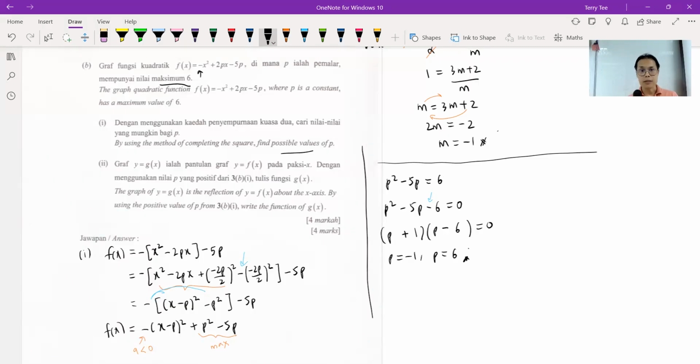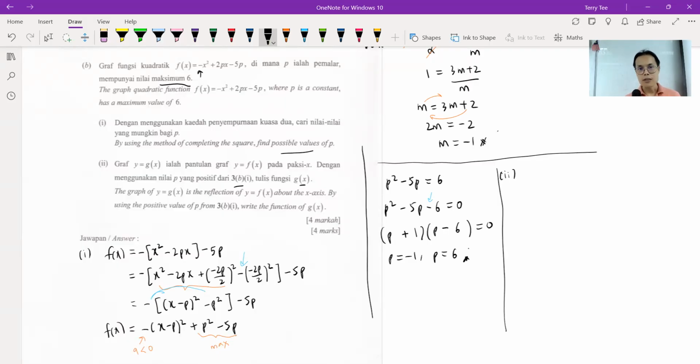They say find possible value, or cari nilai yang mungkin. So we have to take both answers, right? This is Roman 1, Roman 2. Graf y equals gx ialah pantulan graf y equals fx pada paksi x. Dengan menggunakan nilai positif p from 3b Roman 1, cari fungsi gx.